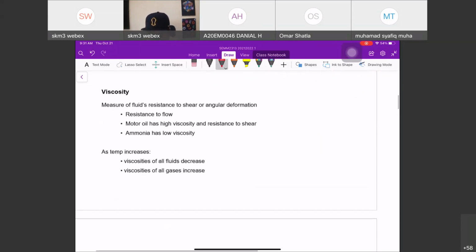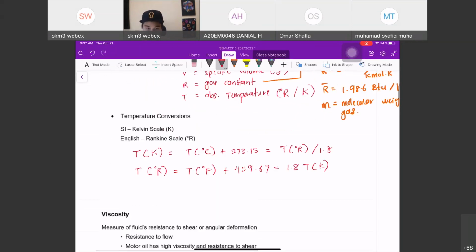Okay, so far do you have any questions, everyone? Can I see the temperature conversion? Okay, this one. 1.8 times T, so 1.8 times the temperature in Kelvin, if you want to convert from Rankine. Alright, thank you. Okay, welcome.